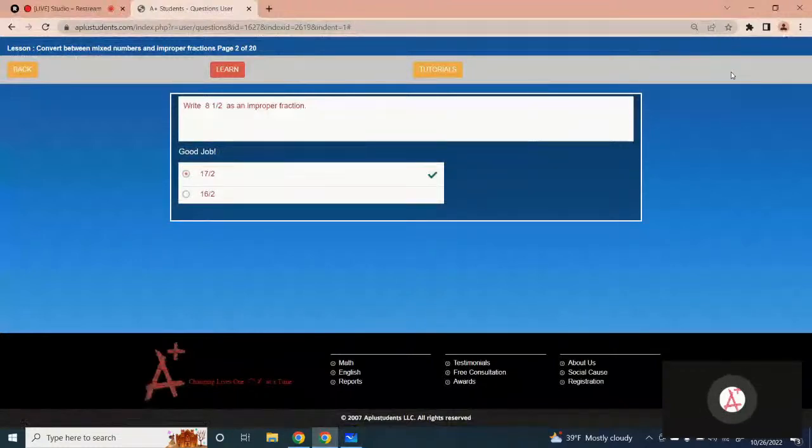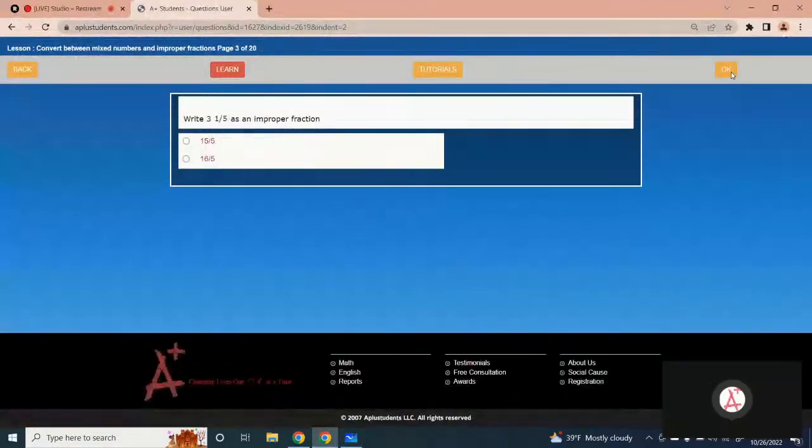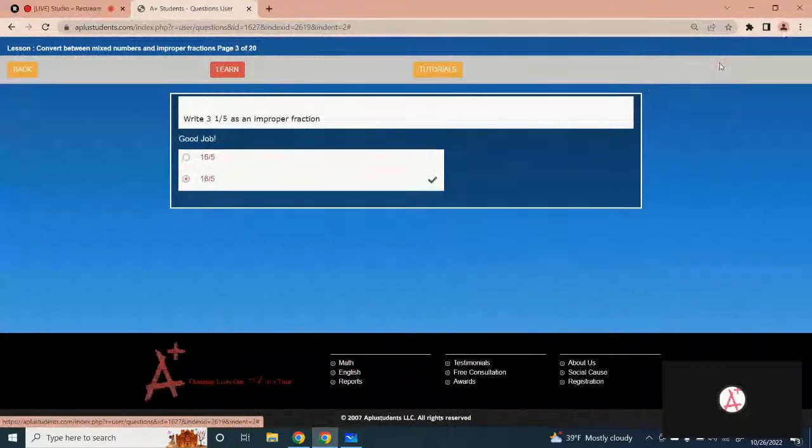Okay, the next one is 3 whole 1 by 5. So which option is the correct one? 3 whole 1 by 5, right? 3 whole 1 by 5 is an improper fraction. So which option is the correct one? So the correct option is, very good, it is 16 over 5. So just select the correct option and then click on the OK button.